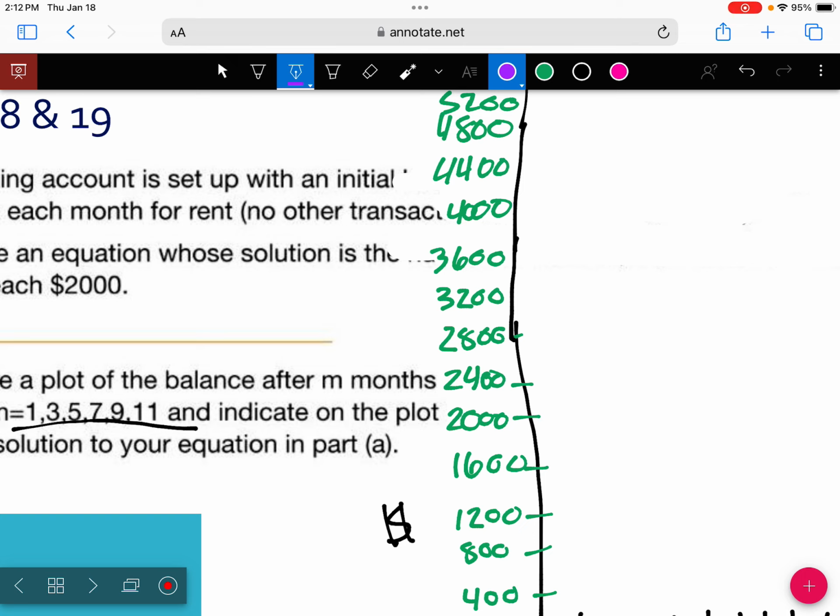What is it? Is it 0, 0, 2000? Nope. For the 1, nope.